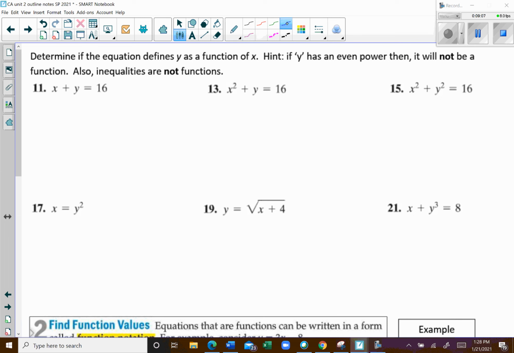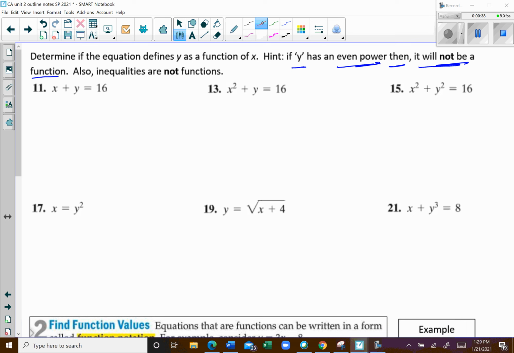And so I basically just give it away here. Hint: if y is an even power, then it will not be a function. So if the exponent for y is even, not a function. Also, inequalities are not functions. We don't have any inequalities here, but in other textbooks I've used in the past, I have seen that be the case, where they'll throw an inequality in there, so I just thought I'd mention that.